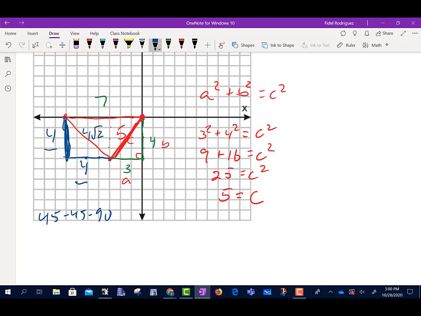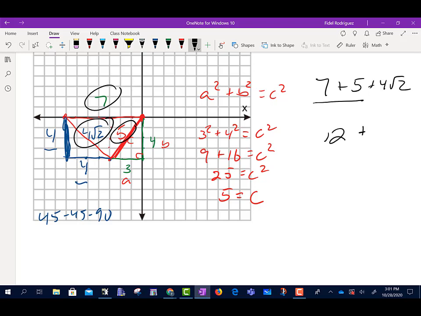And if I'm being asked to find the perimeter, all we're trying to do is add up those sides there. So we're going to say 7 plus 5 plus 4 square root of 2. Those are the ones that I can actually combine. So I'm going to say 12 plus 4 square root of 2. That would be my answer. I couldn't really do much more with it than that. And that would be the perimeter of my triangle.